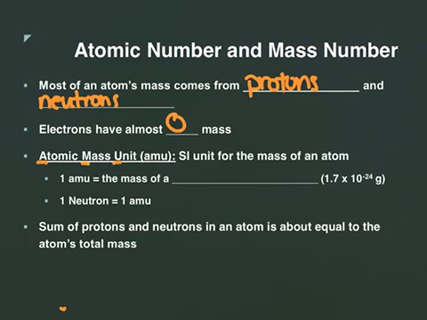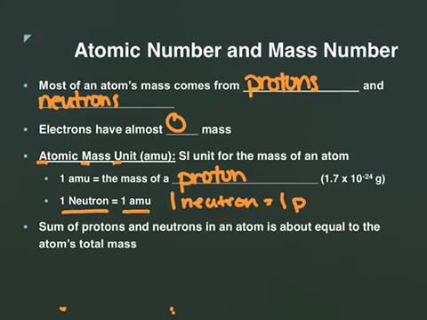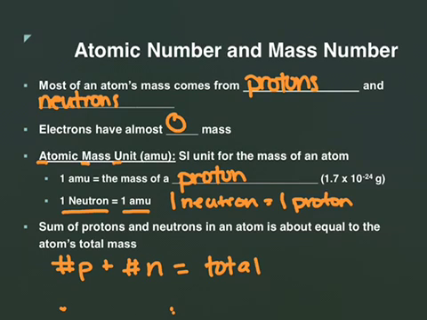1 AMU equals the mass of a proton, which is approximately 1.7 times 10 to the negative 24th grams. The convenient thing is that 1 neutron also has the mass of 1 AMU. So the mass of 1 neutron equals the mass of 1 proton. So to figure out the total mass of an atom, you simply add the number of protons plus the number of neutrons together, and that gives you the total mass of the atom.